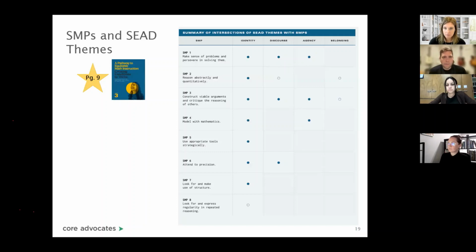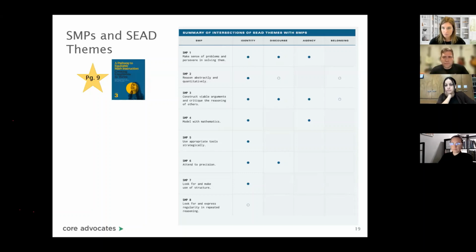All right, so now when we're talking about the standards for math practices and the SEAD themes, because that's why we're here, we're trying to see how they interconnect. In the resource, a pathway to equitable math instruction, the next couple slides, we're going to just be pulling some screenshots directly from that source. As we can see, this one right here is on page 9. If you take a look, the resource has already done some of this work for us and told us how they see these SEAD themes interacting with the standards for math practices.